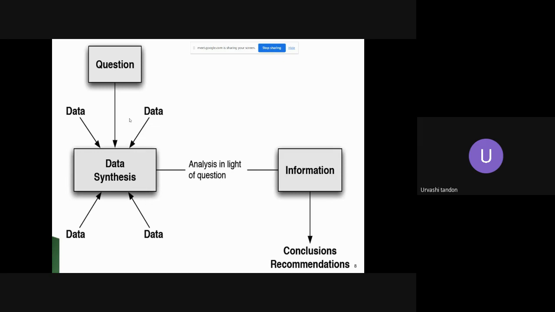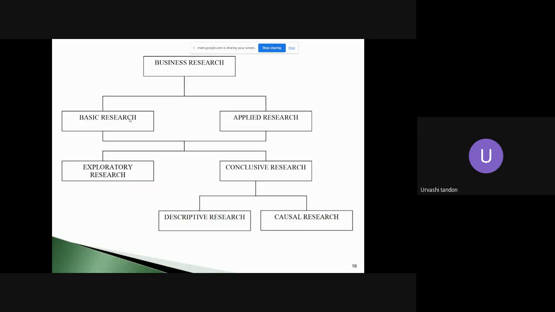See, a problem which is well identified is half solved. So always identify the problem with utmost care. If you are in the initial stage of your research, problem identification should take maximum time, right? Once your problem is identified well, then automatically half of the things are sorted out, you know. So please pay maximum attention to identifying the research questions, what you want to research.